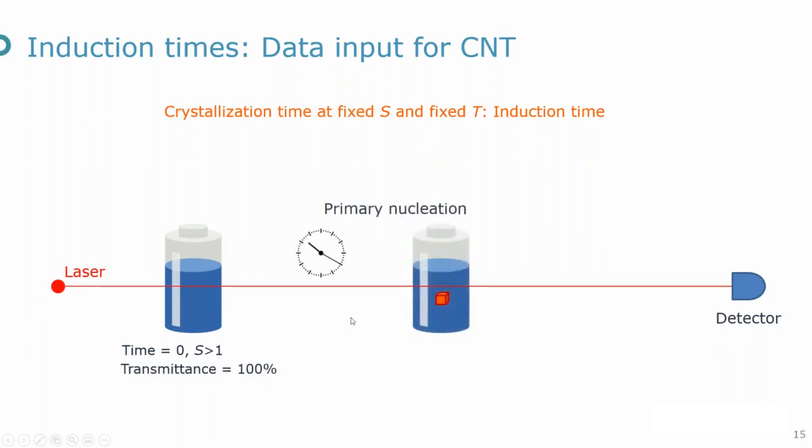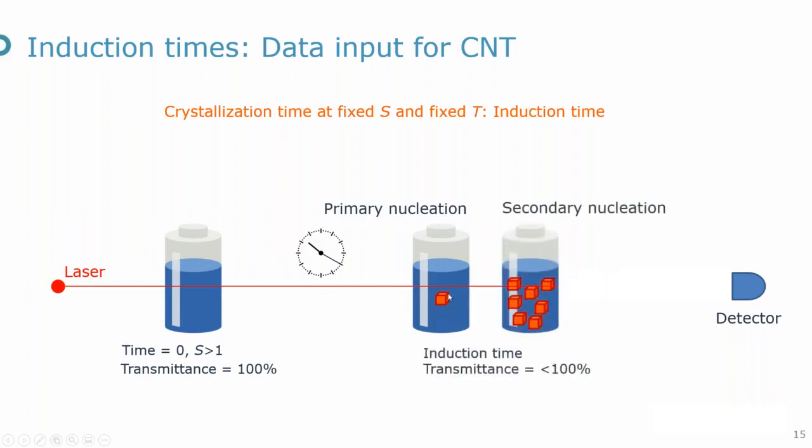Then you wait, and at some point you have primary nucleation. Usually this is not immediately detected, but nucleation also triggers secondary nucleation. The vial rapidly becomes a cloudy suspension, which blocks the laser light, and the transmittance goes down below 100%. And that's when you know, okay, we have crystallization. Since nucleation is a stochastic process, you need many induction times to use it in the classical nucleation theory.